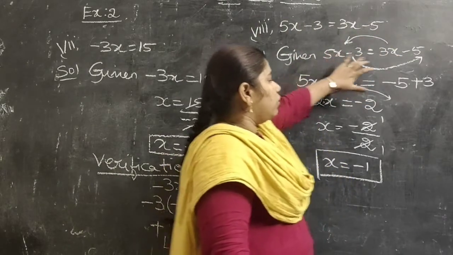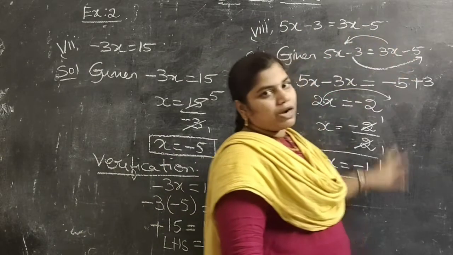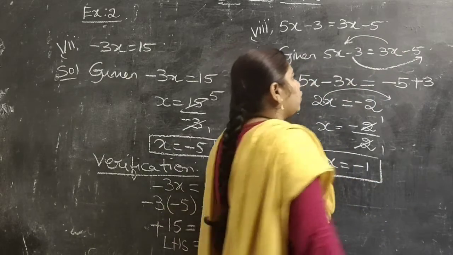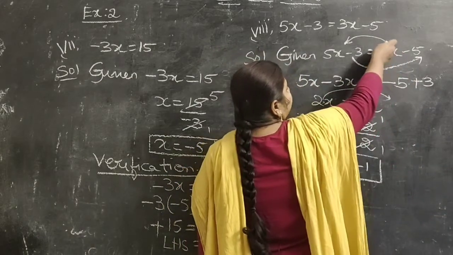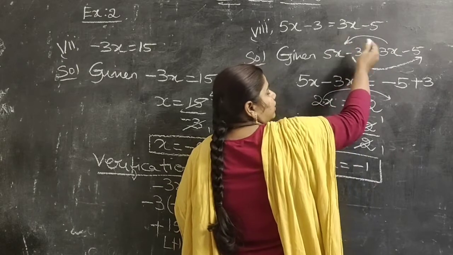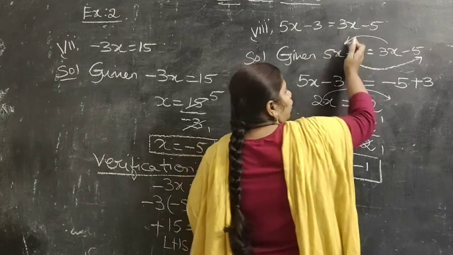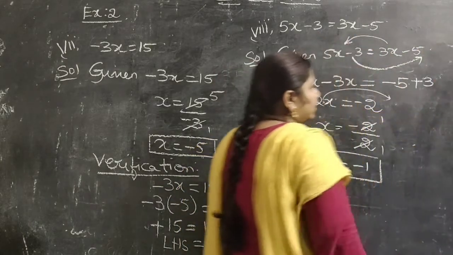So we have to solve this. Solving is nothing but we have to find the x value. So how to solve this? You bring this plus 3x to one side. All the variables you bring to one side. All the constant values you take to the other side.